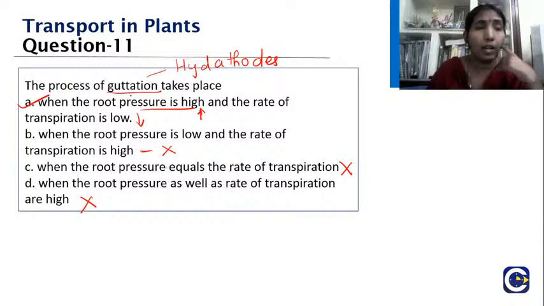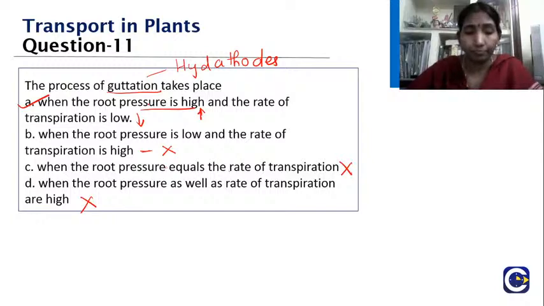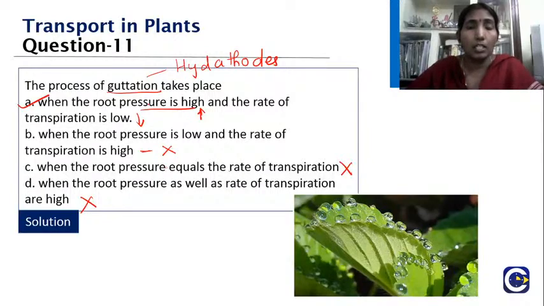So what should be your answer? It should be the root pressure is high and the rate of transpiration is low. That's why you observe that particularly in the middle of the night as well as early in the morning, the exudate comes out at the leaf margin. So that you have to know. Yes, the answer is A.